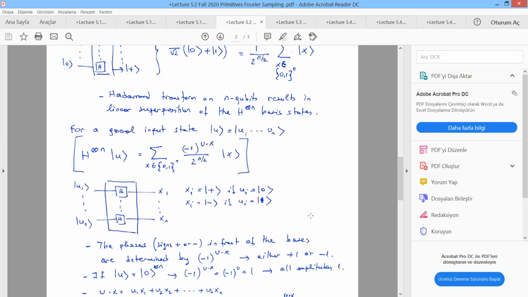So there's nothing unusual about this. This is u dot x. It's either a 0 or a 1. If it's a 0, this phase becomes minus 1 to the 0, which is 1. If it is a 1, it becomes a minus phase. So again, this produces a linear superposition of all the possible cat x states with phases in the front, either plus or minus, depending on what the u input vector is.